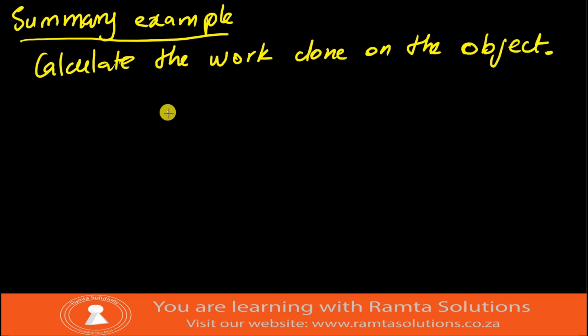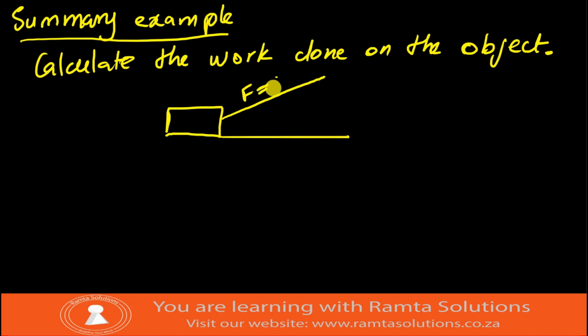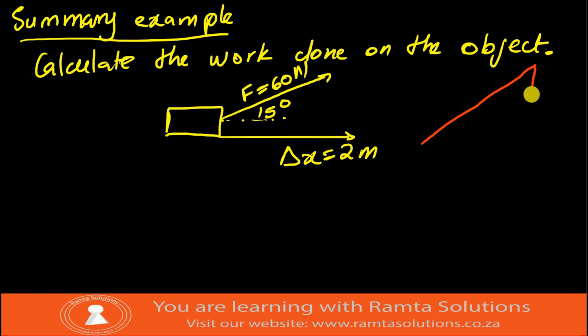So here is our object, and then here is the force. Let's say this force here is 60 newtons and it's acting at 15 degrees. The displacement, I'm going to say this time it's 2 meters. This force on its own, we can resolve into its horizontal and vertical components. It's acting at an angle, so we can resolve it into this.